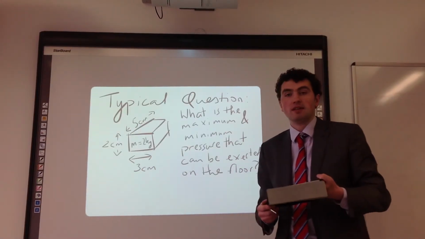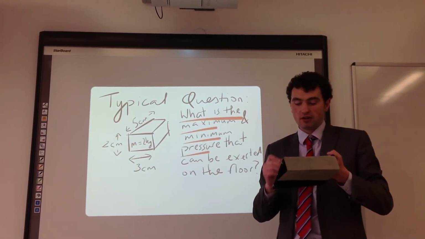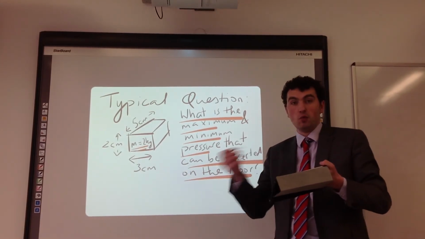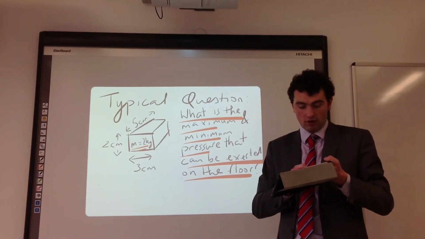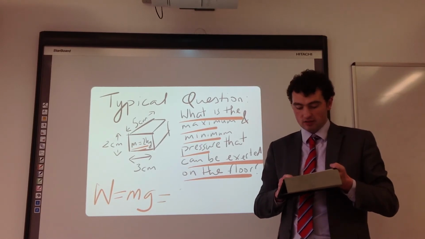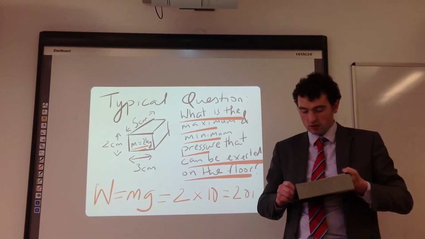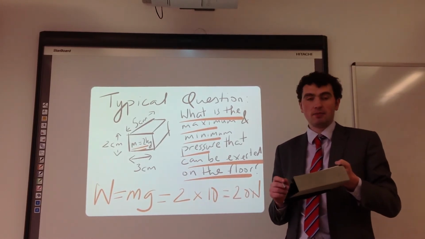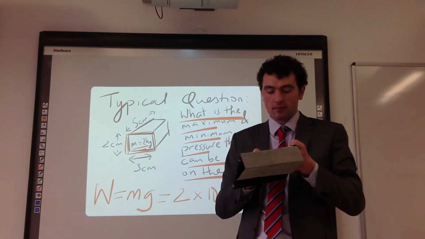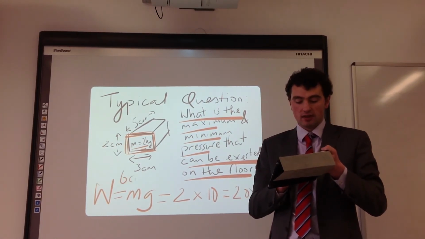Okay, the typical question that you get asked in this is you have to figure out what is the maximum and minimum pressure that can be exerted on the floor. So what we've got is a mass of 2 kilograms. The weight isn't going to change, so if this is on Earth, and we would assume it is, the weight is equal to the mass times the gravity, which is 2 multiplied by 10, so it has a weight of 20 newtons. If I want the maximum pressure, I'll put it on the minimum area. So the maximum pressure is when it acts over an area of 3 centimetres by 2 centimetres, which is 6 centimetres squared.